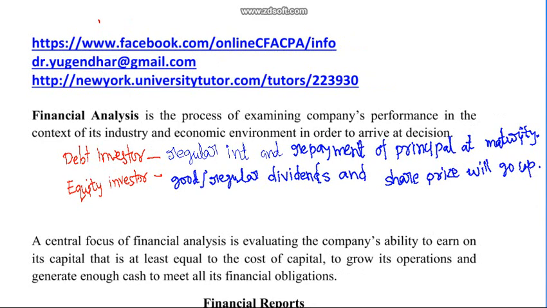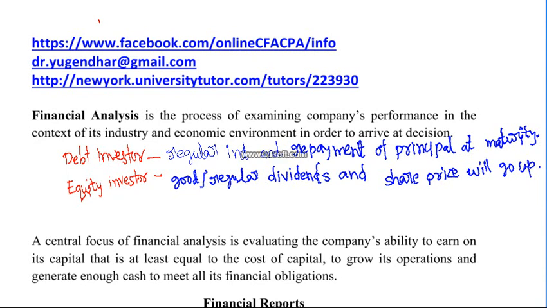Basically, debt investors and equity investors are interested in the company's financial statement analysis, because a debt investor is interested in regular interest and repayment of principal at maturity, and an equity investor is very much interested to know whether the company pays a good regular dividend and whether the share price will go up in the future. All the information required by them is available only after analysis of financial statements.